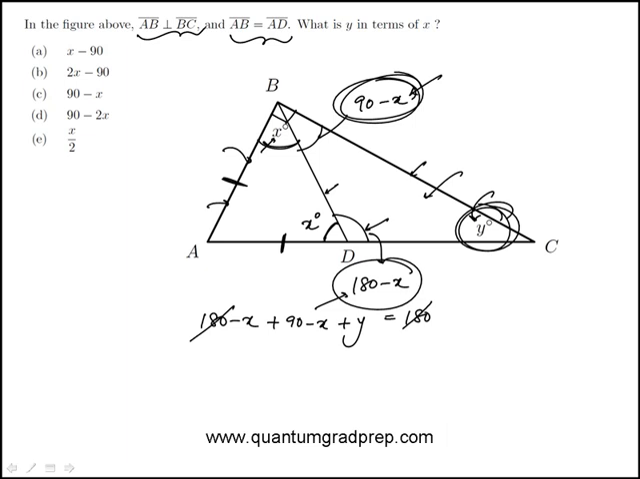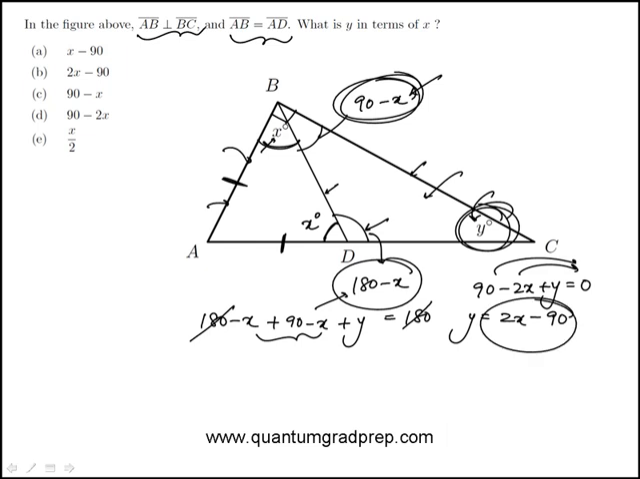We take out the 180 and then collect the x terms here. So this becomes 90 minus 2x plus y equal to 0. And then I will isolate y, moving these terms over. So the sign would change. This becomes 2x minus 90. And that's y in terms of x, which is answer choice B.